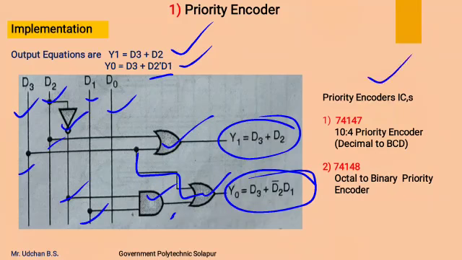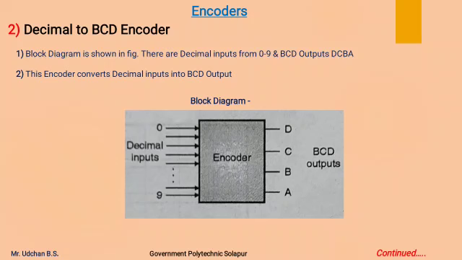These are the priority encoder ICs. The first one is 74147, which is a 10:4 priority encoder, meaning it is a decimal to BCD encoder. And the 74148 IC is an octal to binary priority encoder. We will see these ICs in the next slide, along with other encoders. Now we will see the decimal to BCD encoder.